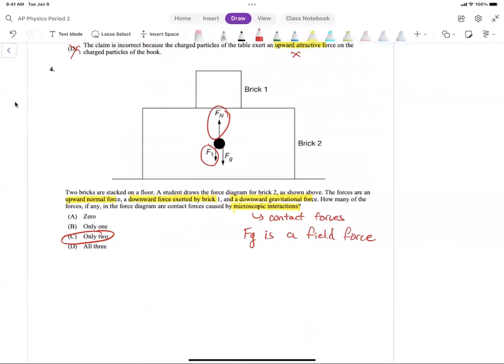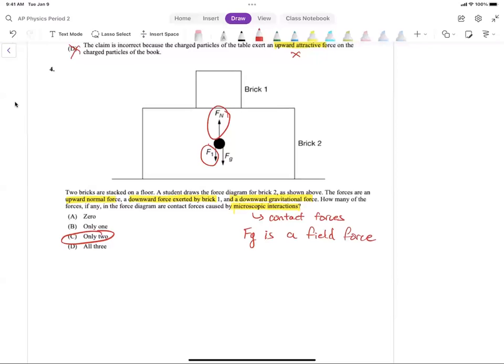Number 4, I have the situation. They give me a free body diagram of brick number 2. The forces on brick 2 are an upward normal force, a downward force on brick 2 by brick 1, and a downward gravitational force. How many of the forces, if any, are considered contact forces caused by microscopic interactions? Microscopic interactions are due to the electrons of the molecular structures of the components.